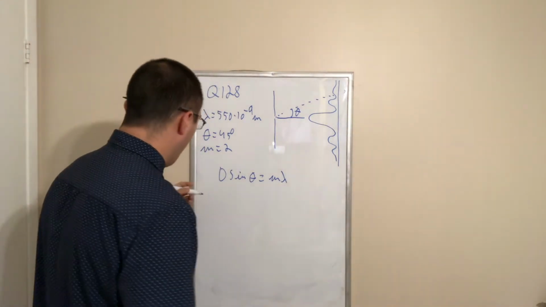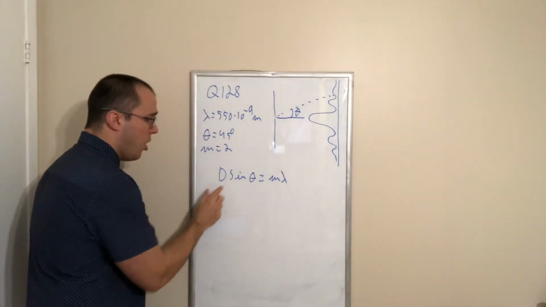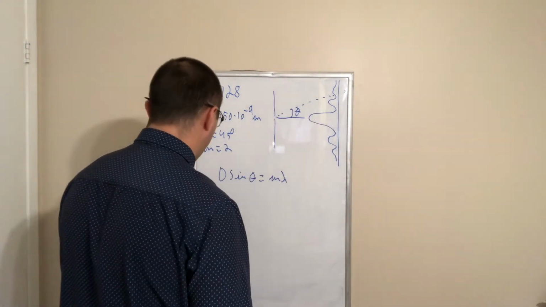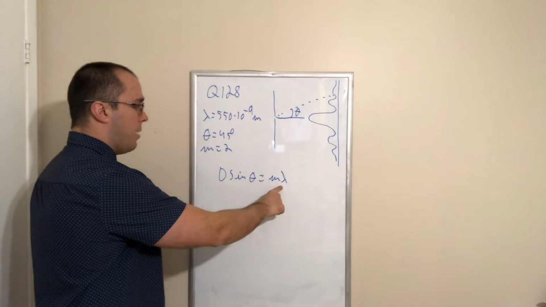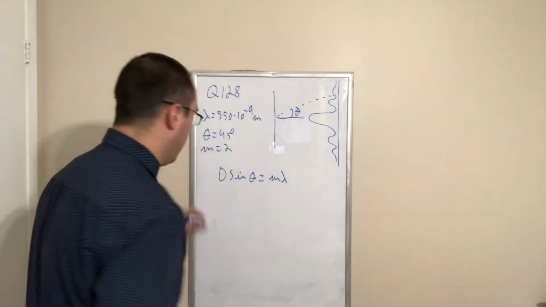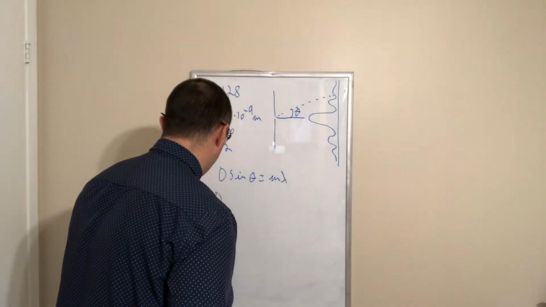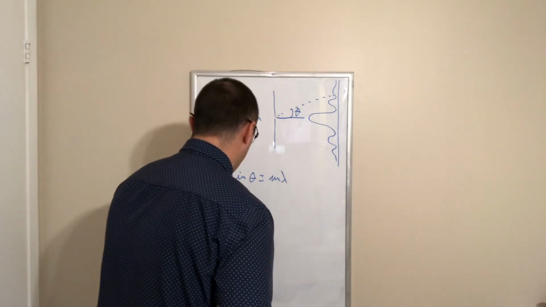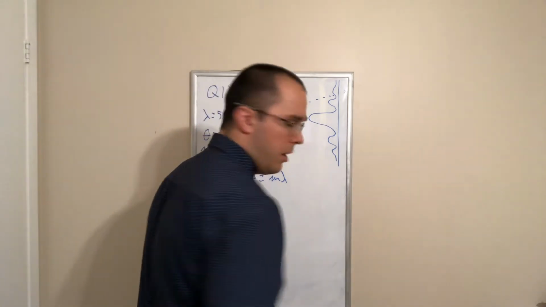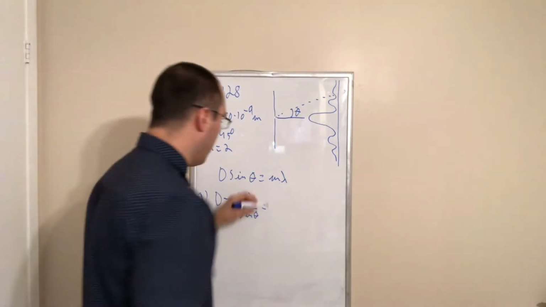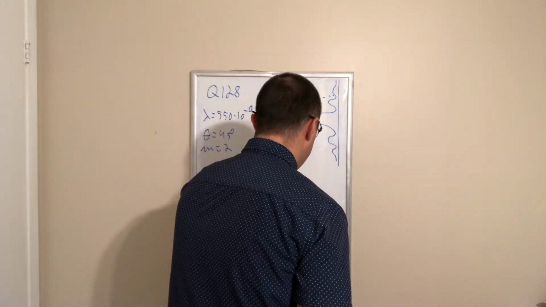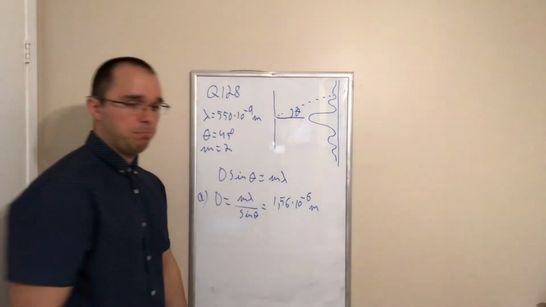So part A, we're asked to find the width of the slit that produced this interference pattern. We have the m, we have the lambda, we have the angle. We can easily isolate the width of the slit, and it's equal to m lambda over sine theta, and we will get 1.56 multiplied by 10 to the minus 6 meters.